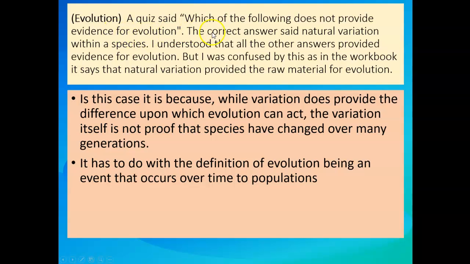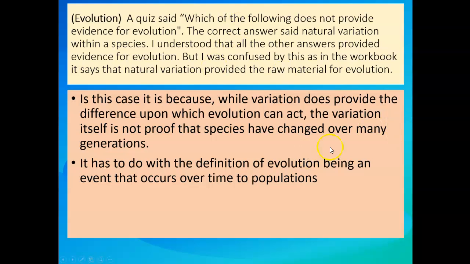Okay, the next one, the quiz said, which of the following does not provide evidence for evolution? The correct answer is natural variation within a species. I understood all the other answers provided, but I was confused by this as the workbook says that natural variation is the raw material. So in this case, yes, natural variation is the raw material on which evolution works. But if we just go out and we sample a single population at any one time, we don't know how much that population is changing.